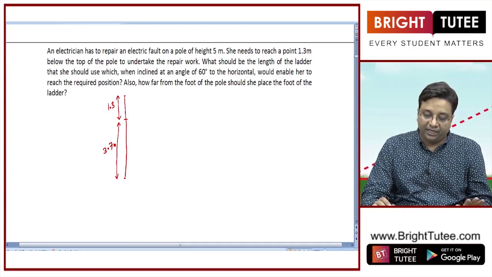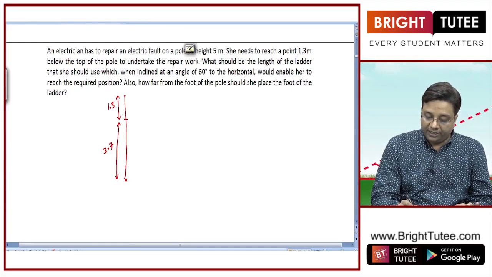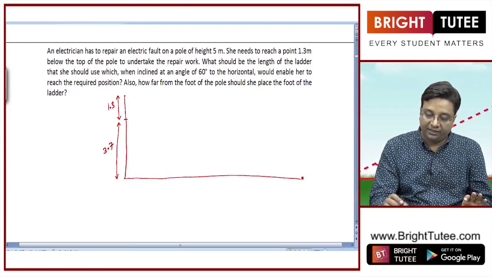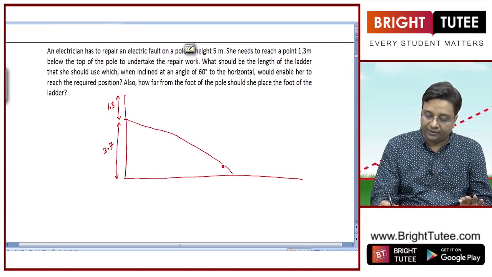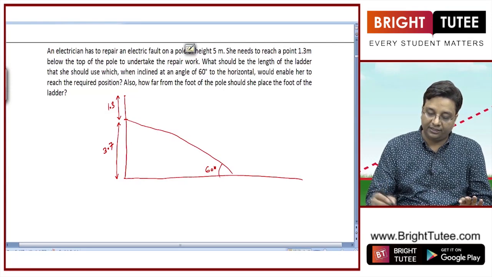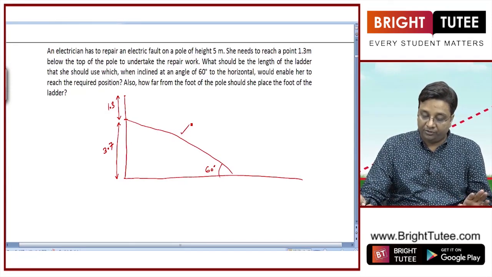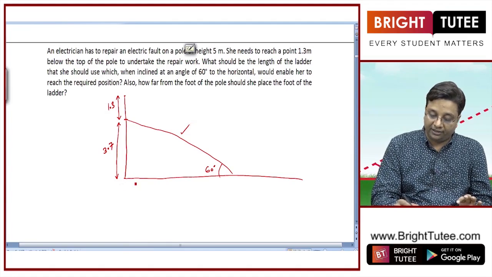Okay, what should be the length of the ladder that she should use, which when inclined at an angle of 60 degrees to the horizontal, okay, this is the horizontal line here, and there is a ladder which is inclined at 60 degrees. Let us say this is angle 60 degrees, and this is the ladder, would enable her to reach the required position. Also, how far from the foot of the pole should she place the foot of the ladder?